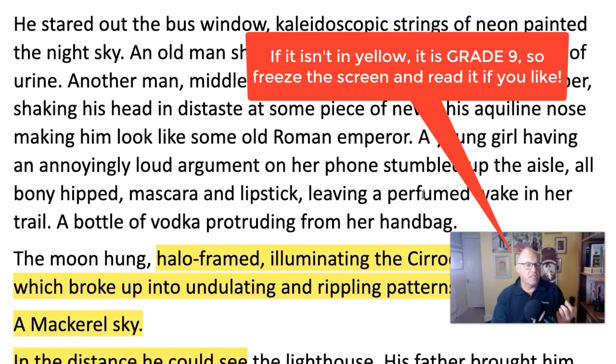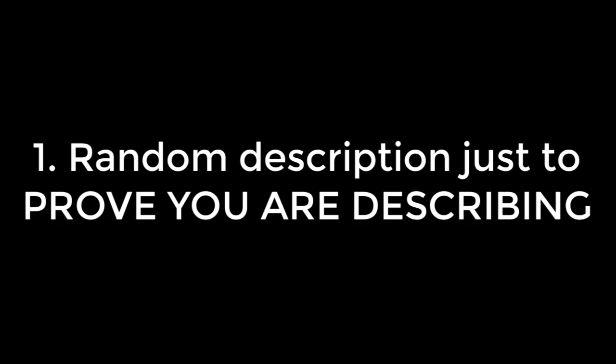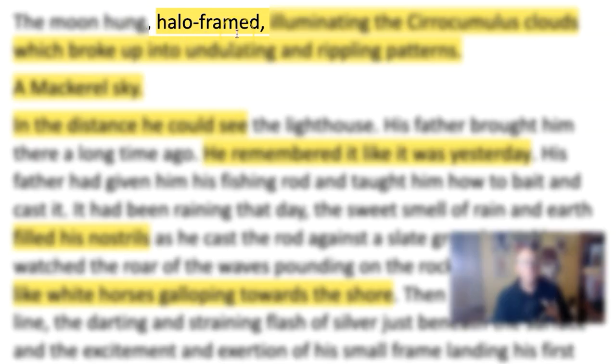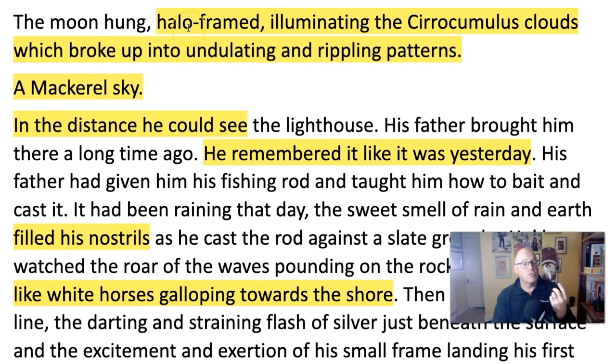Here is the start of his answer. I'm going to dive into the bits in yellow to show you his mistakes. The most common mistake students make is they just put in random description which the writing doesn't need. Let's check this out with his description of the moon. The moon hung, brilliant choice of verb. Halo framed, interesting, but halo suggests angelic. Has that got anything to do with this piece of writing? It doesn't refer to anything he's written before, and it doesn't really refer to anything that comes afterwards. So it's just there to describe. It doesn't actually help us.